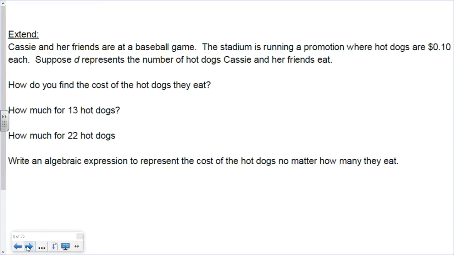All right, so how would you find the cost of all the hot dogs they eat? How do you calculate it? What if I didn't tell you how many hot dogs? Just tell me in general. What would you do to find the total cost? However many.